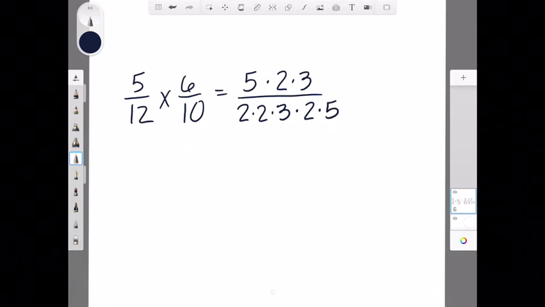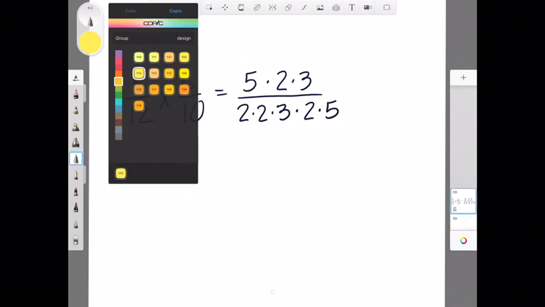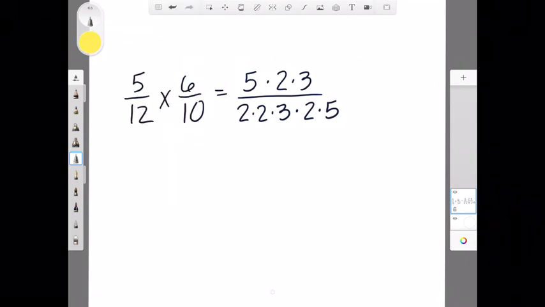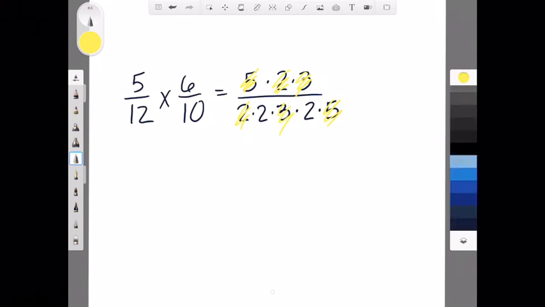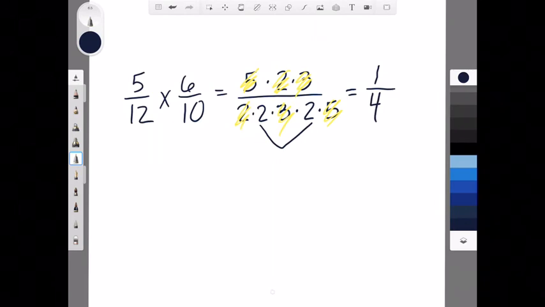And we're going to cross off any that are the same. We have 5 here and a 5 here, a 2 here and a 2 here, a 3 and a 3. Okay, and what is left is nothing on the top, so that becomes a 1. And we have a 2 times 2 left on the bottom, or 4. So 5/12 times 6/10 in its simplest form is 1/4. And that is how you multiply fractions.